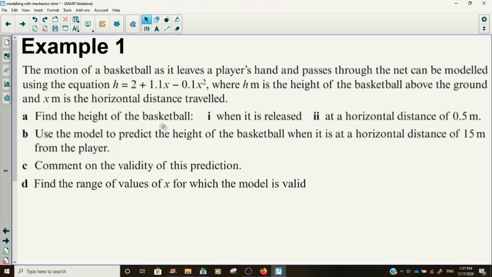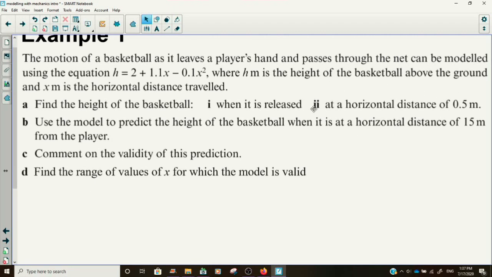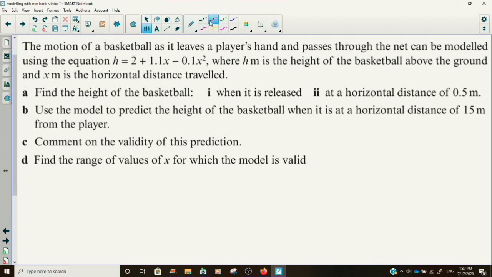Okay, so first thing we need to do is to find the height of the basketball when it's released. That's the first part there, and when it's at a horizontal distance of 0.5 meters. So we're going to do this one together. So part A, section I, we're going to use this equation to work out the height, but it says when it's released. So when it's released from the player's hand, we're actually at a distance of 0 from the player's hand. So x is going to be 0.